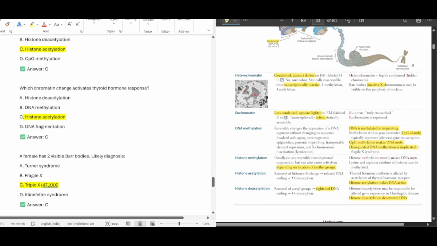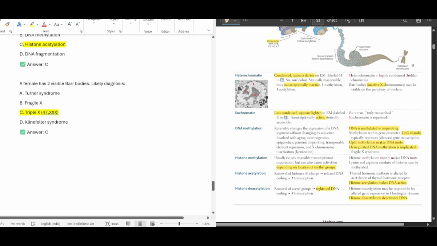A female has two visible Barr bodies, likely diagnosis? Three minus one, hence two visible. So it will be XXX chromosome, and hence that will be the answer.